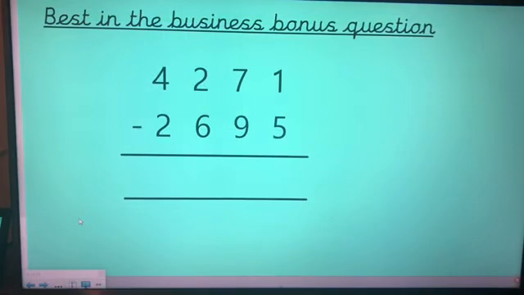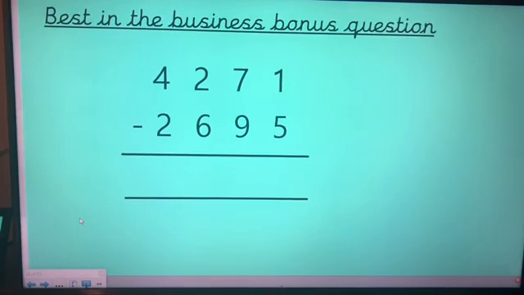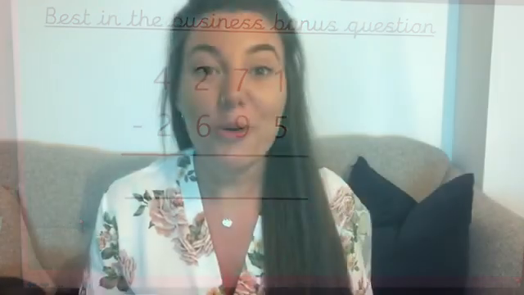So I thought I'd be like Mr. Gosling today and magpie his best in the business bonus questions for the end of our maths lesson. And this one is a real bonus question. I'd like you to see if you can have a go at labelling each column with its place value and then solving this column subtraction problem. And then we'll have a look at the answers at the beginning of our next lesson. So pause the video while you have a go and then keep your answers nice and safe, ready for next time.